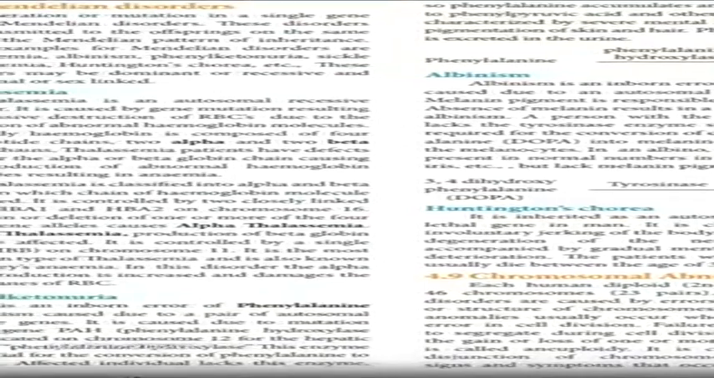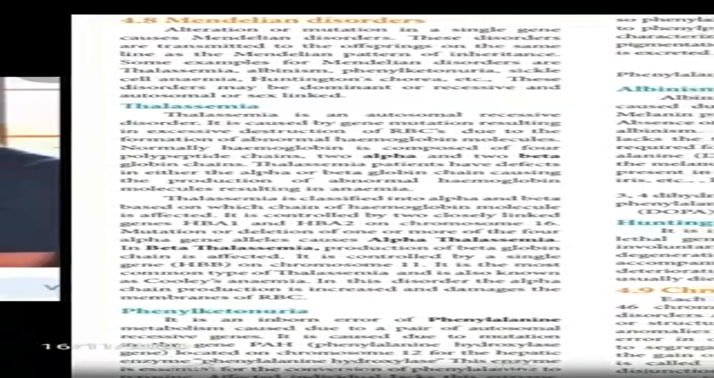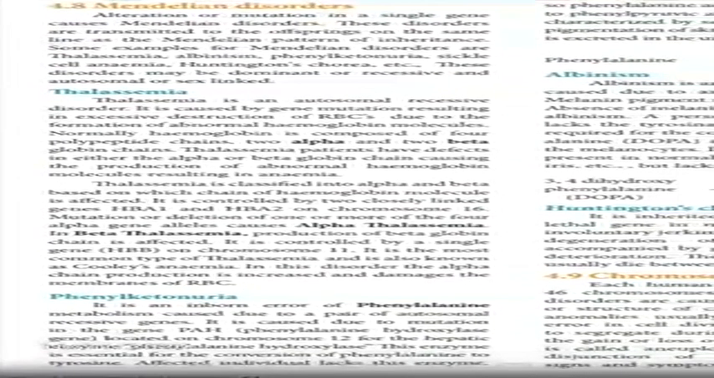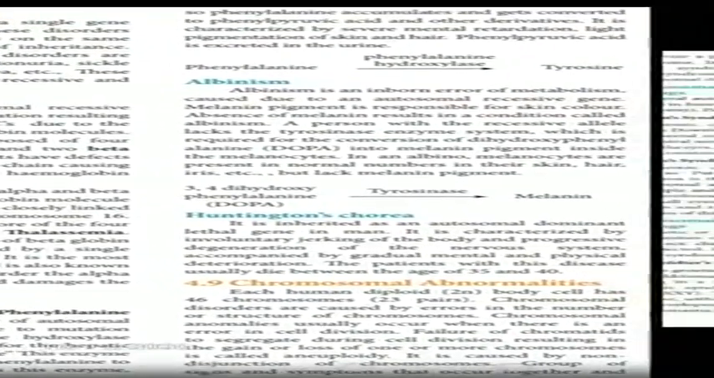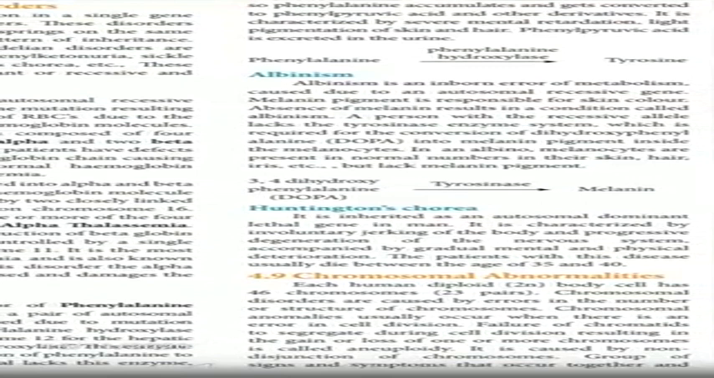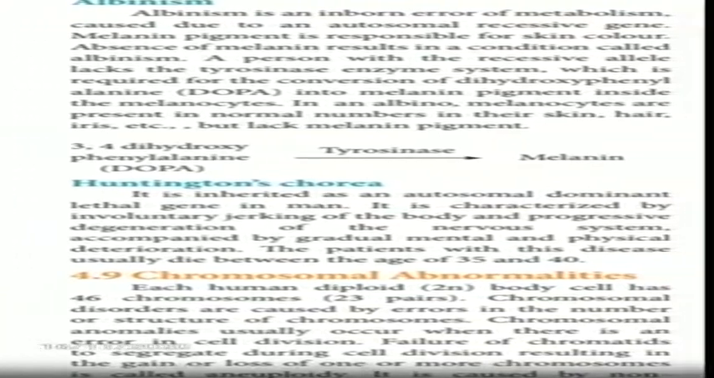Today we have completed Huntington chorea, albinism, phenylketonuria and thalassemia. These are diseases caused by Mendelian disorders. Thalassemia, phenylketonuria and albinism are autosomal recessive disorders. Huntington chorea alone is the autosomal dominant lethal gene. The remaining three are autosomal recessive.